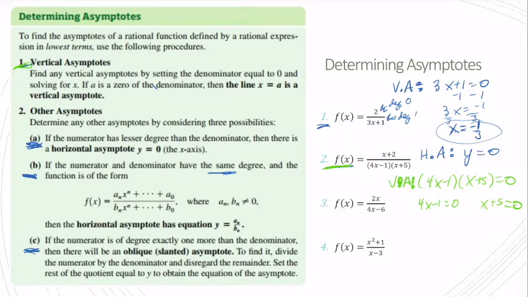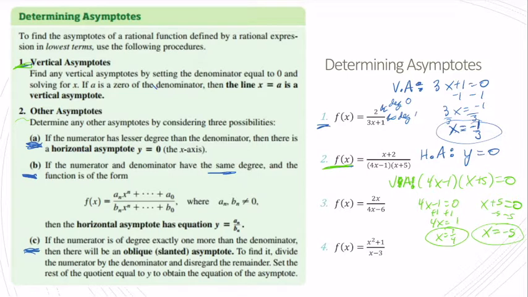I then go ahead and solve for x. I add 1 to both sides. I get 4x equals 1, so x equals 1/4. I subtract 5 from both sides, so x equals negative 5. So I have two vertical asymptotes at x equals 1/4 and x equals negative 5. I then look to find my other asymptotes.